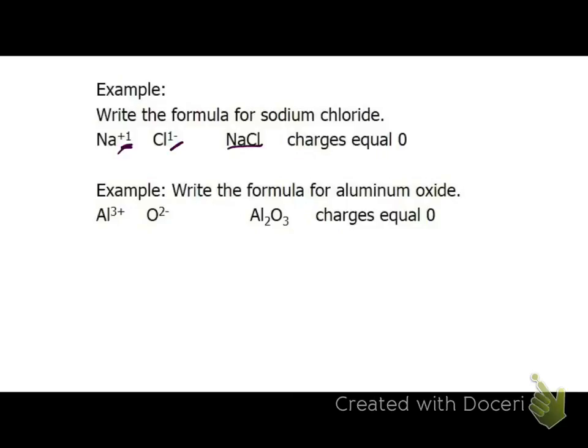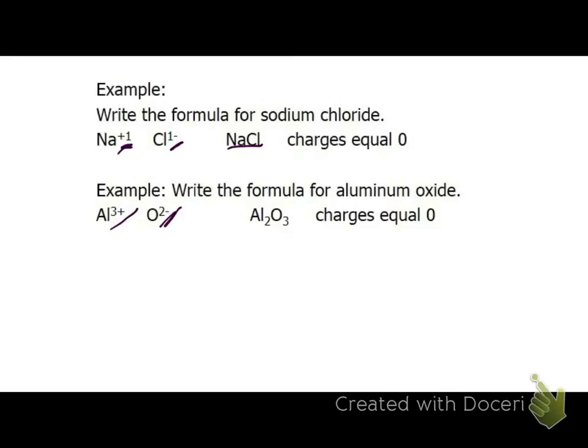But if we look at the next example, aluminum oxide, aluminum is a +3, oxygen is a -2. So we need our charges to balance out. We need to have the same number of positives and negatives. So when we see one like this, the best thing to do is look at that and say, what is a multiple of 3 and 2? And of course, a multiple of 3 and 2 is 6.